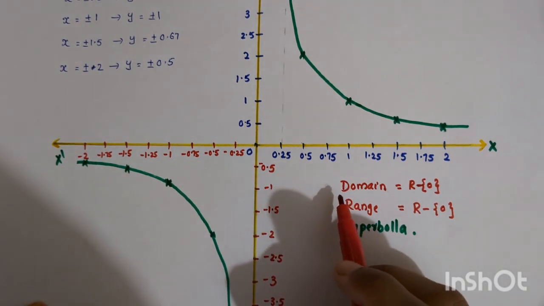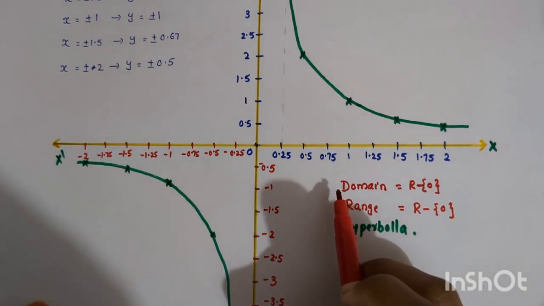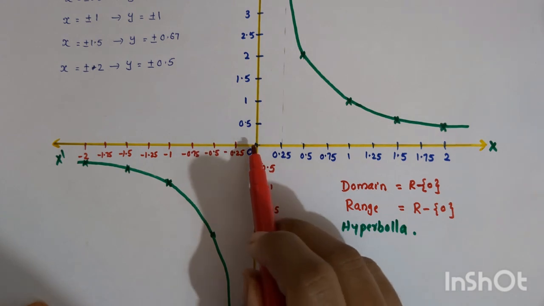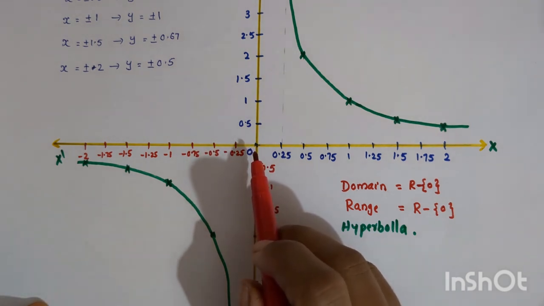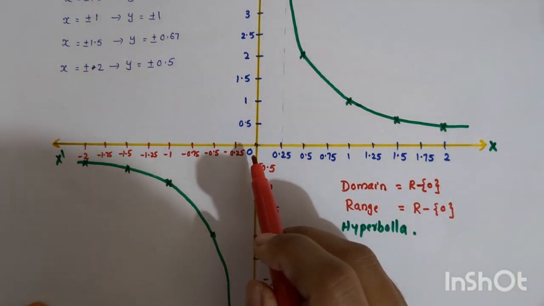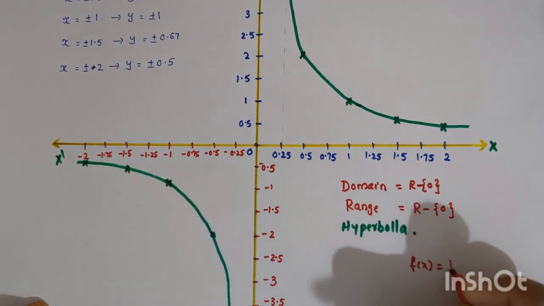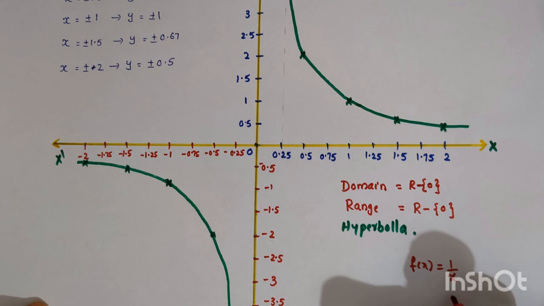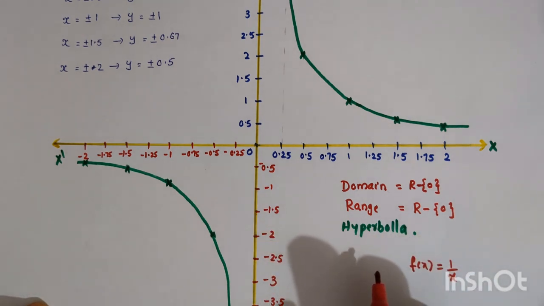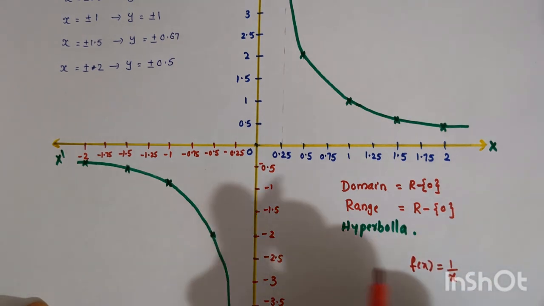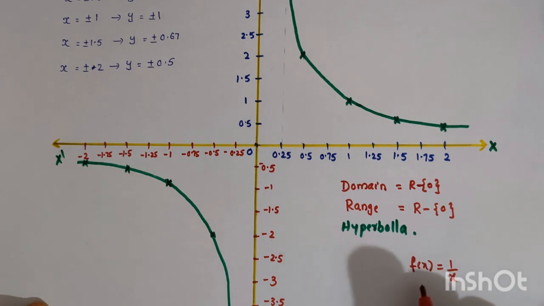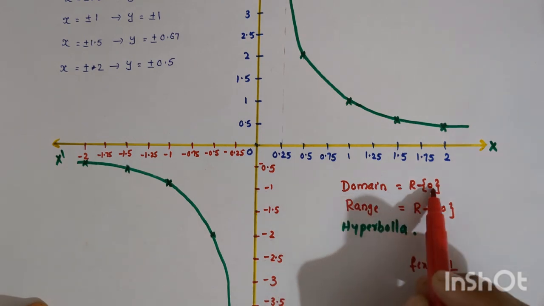See, domain is nothing but all the values of x where the function is defined. See, for x equal to 0, the function is not defined because here our function is f of x equals 1 by x. Okay, our function is f of x equals 1 by x. So, when x equals 0, we get 1 by 0, which is not defined. So, except 0, for all other values of x, the function is defined. So, at x equal to 0, the function f of x is not defined. So, domain is actually the set of real numbers except 0. So, R minus {0}. Okay.